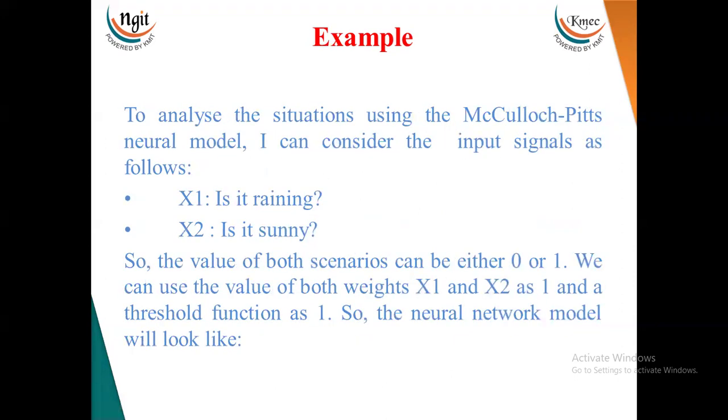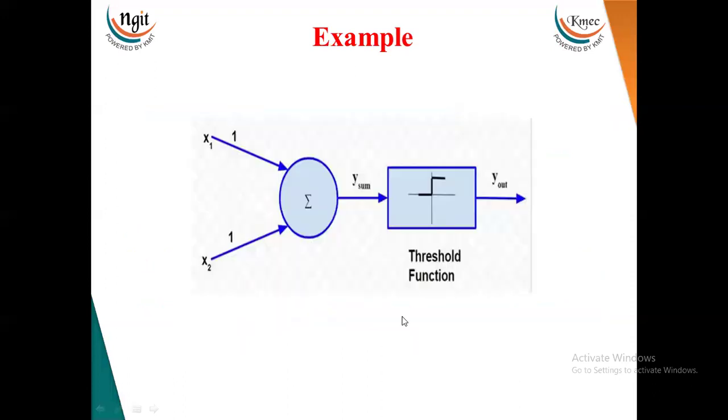For this, I'll create two inputs, x1 and x2. I have to find out: is it raining, and is it sunny? The values in both cases will be either 0 or 1. We can use the value of both weights for x1 and x2 as 1 and the threshold as 1. The neural network model will look like this: x1 is 1, is it raining; x2 is 1, is it sunny. According to the inputs, I'll compute the y sum and calculate the threshold value.